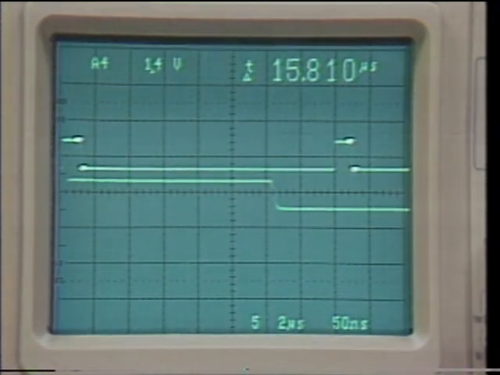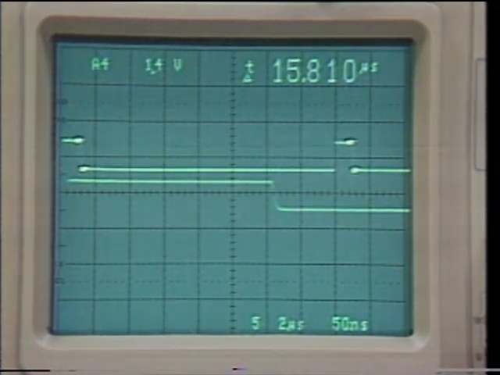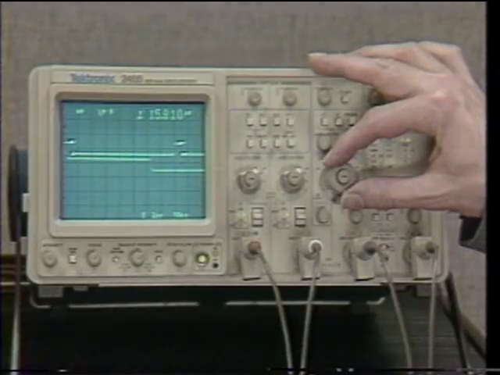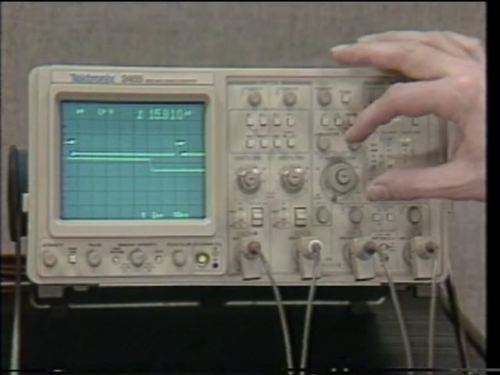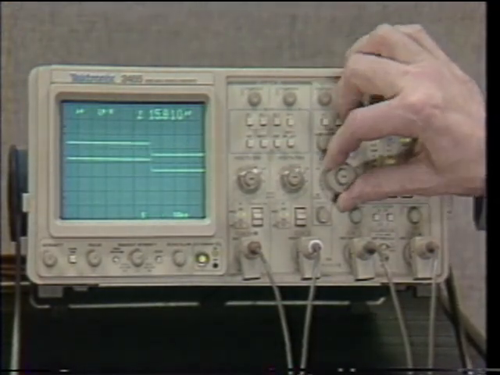However, using the delayed sweep method that we're showing now, the accuracy will be 0.55% or better. Another use of the delayed sweep measurements is for looking at details.